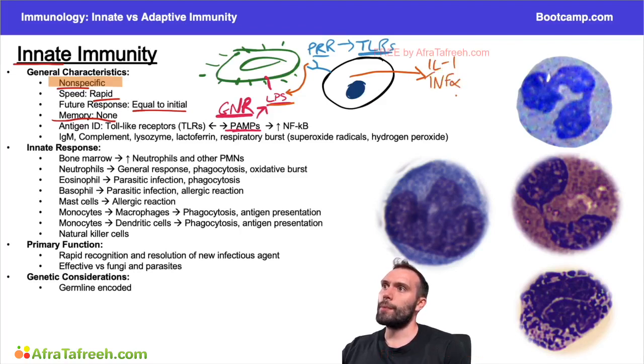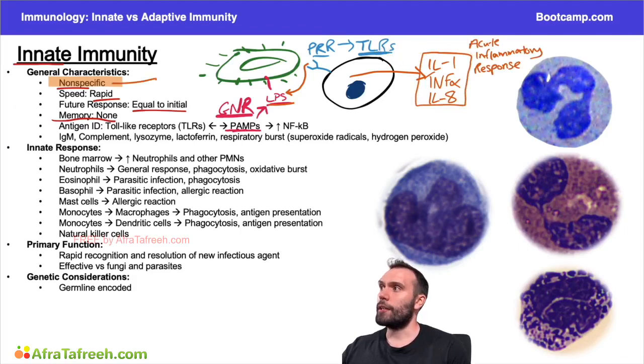We're just going to generate some kind of inflammatory immune response, okay? That's the key. Another one here would be interleukin-8. So this is going to generate some acute inflammatory response. Notice what I said. This was non-specific. It wasn't specific to one bacteria versus another. It's any bacteria that has lipopolysaccharide in their wall.